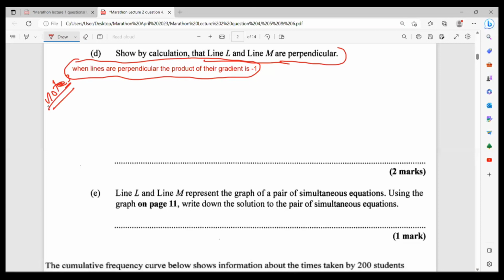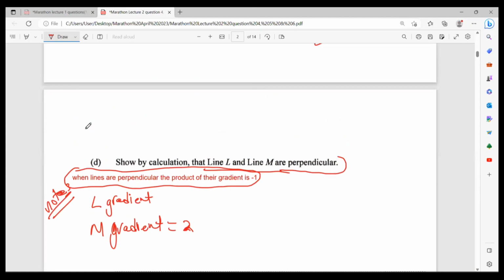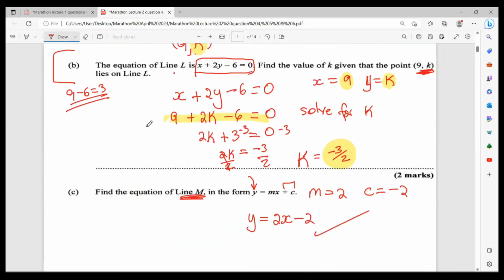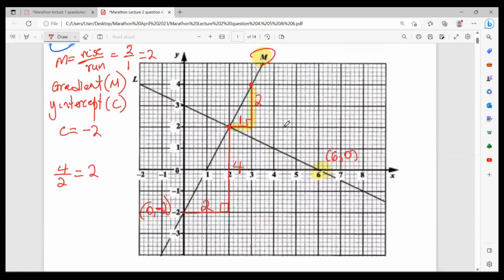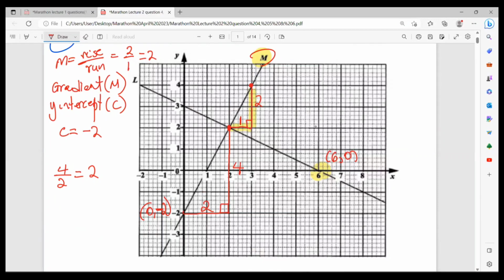So let me call them line L gradient and line M gradient. We need to go for them, but we know one already. Line M gradient is 2. We just saw that. So we need to know what is line L's gradient. So we know the gradient for line M. See it here? It's 2. So we're going for line L. So we want to find it. Let me clear this diagram again.